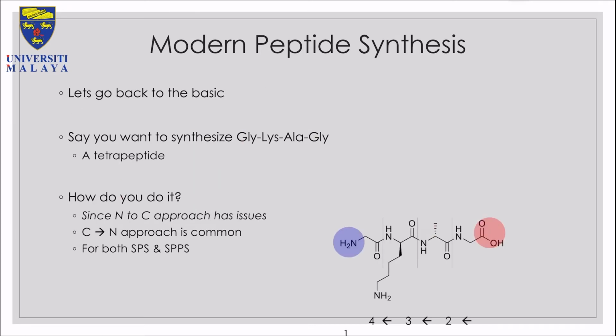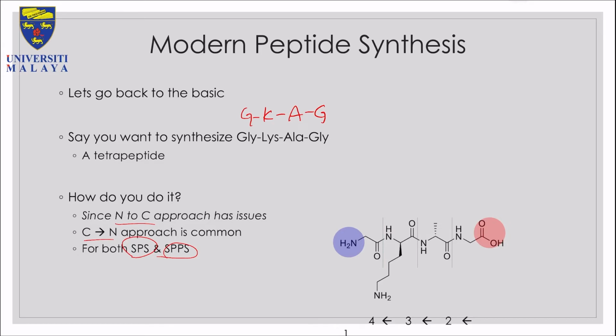First things first, let's go back to the basics. Say you want to synthesize a peptide like this: glycine, lysine, alanine, and glycine. How can you do it? Of course, we have two options, N to C or C to N, but because N to C has issues, C to N is more common. So you can use C to N for both SPPS and solution phase synthesis.